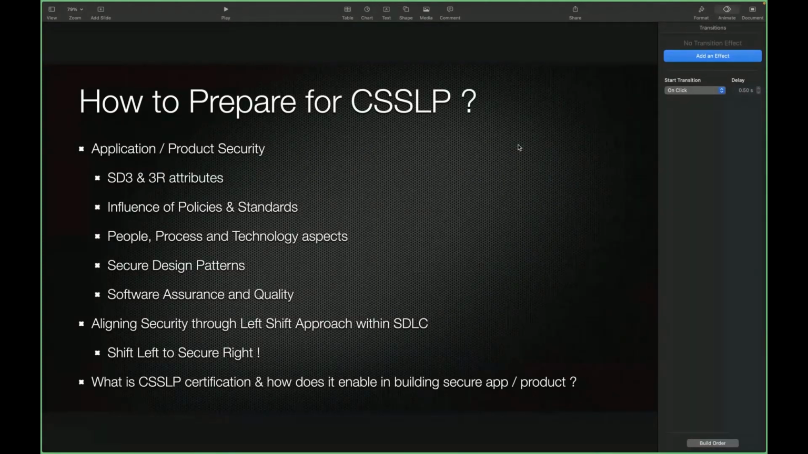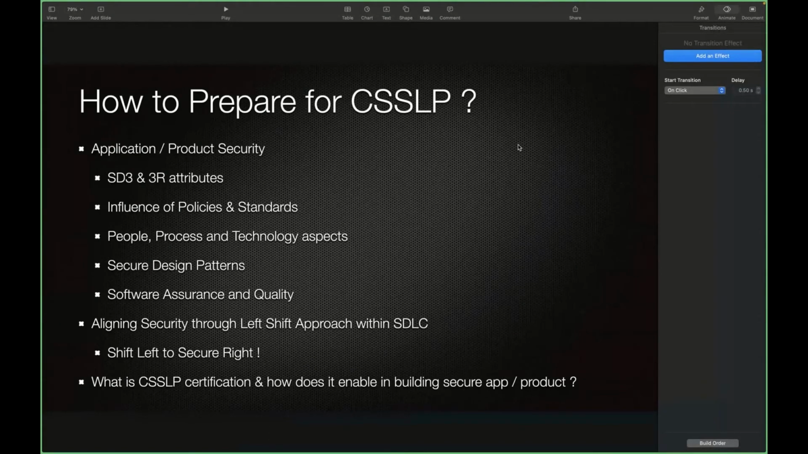Okay, we'll be talking about cryptography aspects in another topic. So, in a nutshell, the policies and standards directly influence the secure development of a product or an application, right?